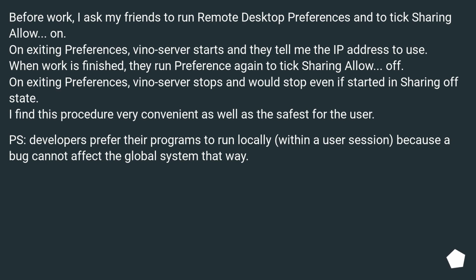Before work, I ask my friends to run remote desktop preferences and to tick sharing allow. On exiting preferences, the VNC server starts and they tell me the IP address to use. When work is finished, they run preferences again to untick sharing allow. On exiting preferences, the VNC server stops, and would stop even if started in sharing off state. I find this procedure very convenient as well as the safest for the user.